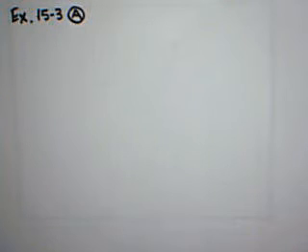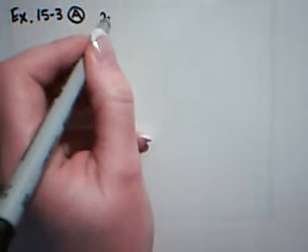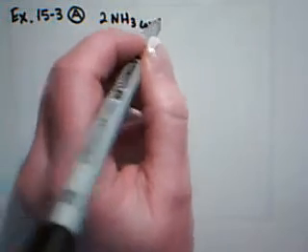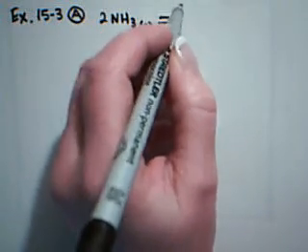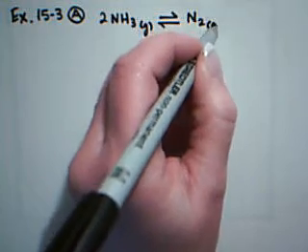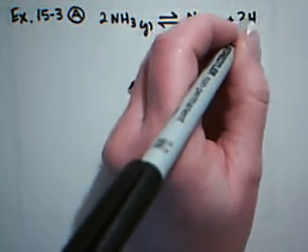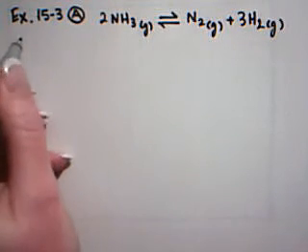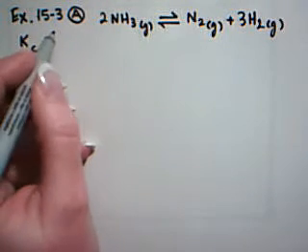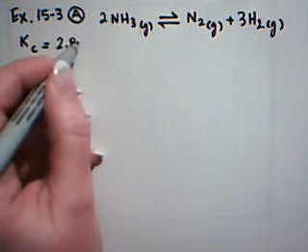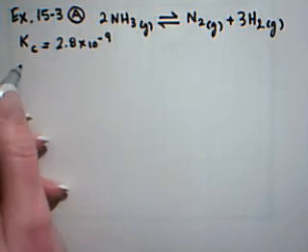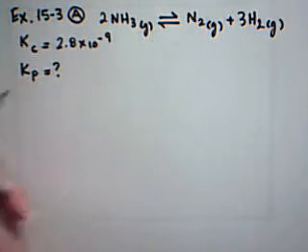This is practice example 15.3a from the text. We're given the reaction between 2NH3 in the gas phase in equilibrium with nitrogen and hydrogen gases. We're told that Kc is equal to 2.8 times 10 to the minus 9 at this temperature. We're asked to solve for Kp at this temperature.